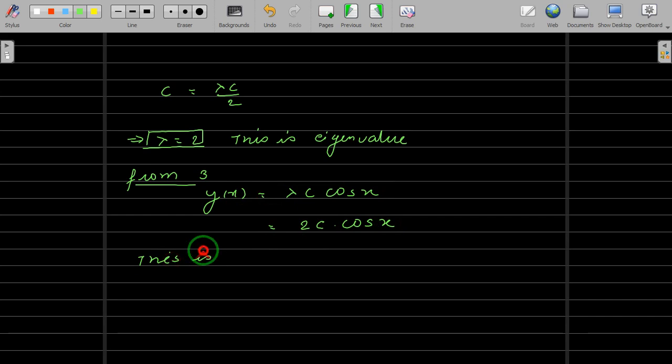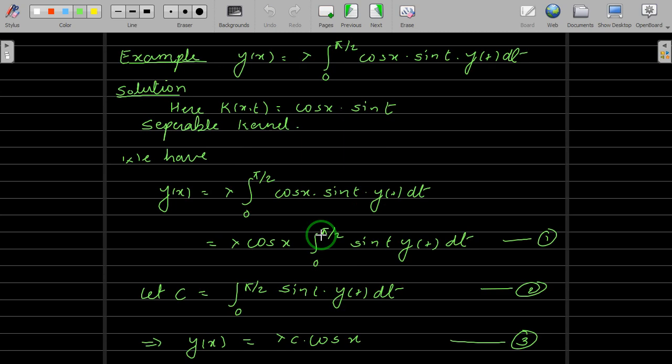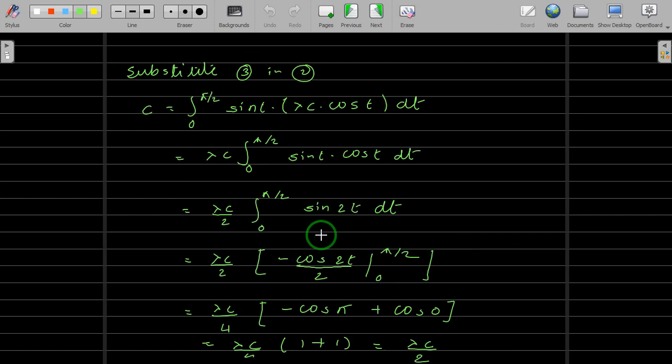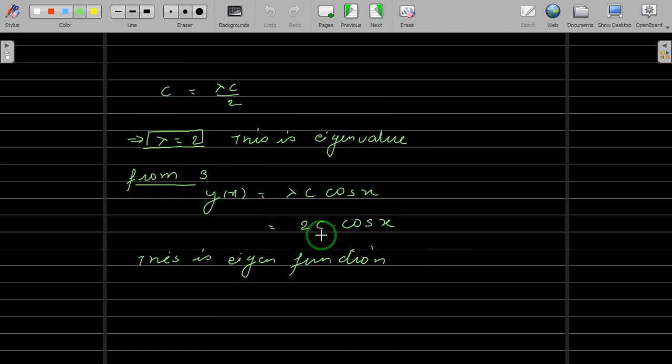This is the eigenfunction. In this case, there is no other way to get the value of c, so can't help, that's okay. If you have any other method, you can go with it. This is not the unique way. Whenever you have an integral equation and the question is to solve it, any method you have, you can go with. There is no hard and fast rule that you have to use these methods only.